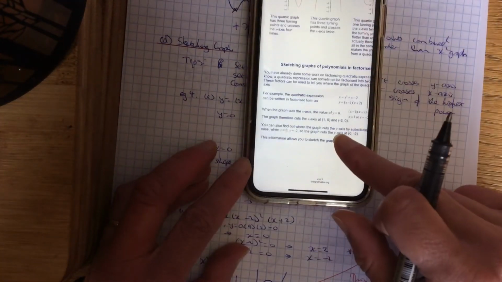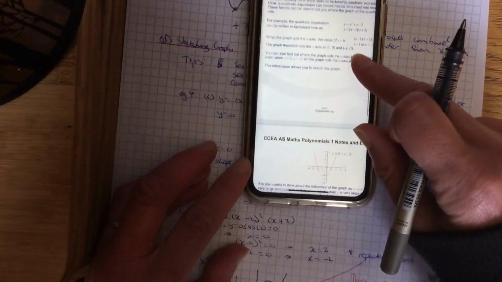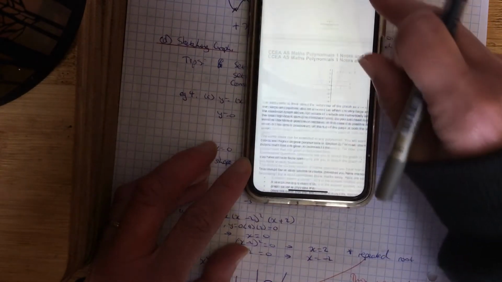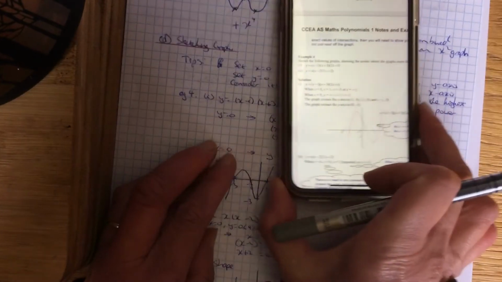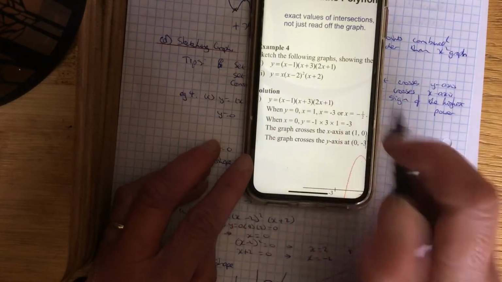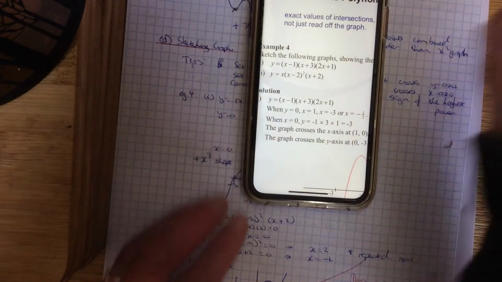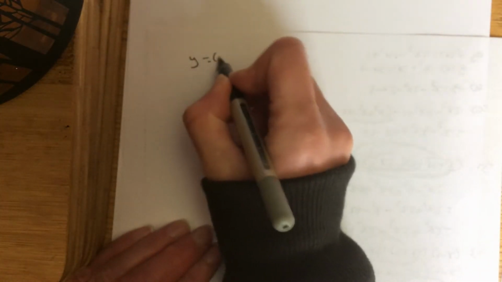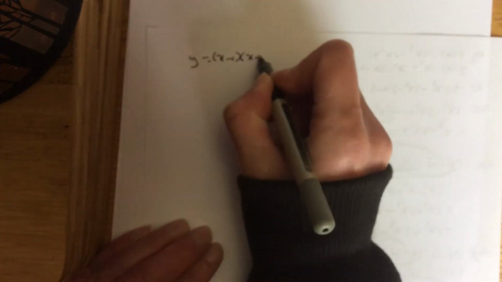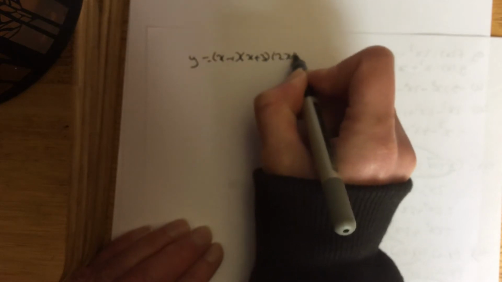So if I scroll the whole way down, and we're on to sketching graphs now, if I can find an example here. Right, here's the first example. I'm just going to take you through how you do that. I'll just set these notes aside and give myself a new page so you can see me building it up. So I'm trying to do y equals x minus 1, x add 3, 2x add 1.